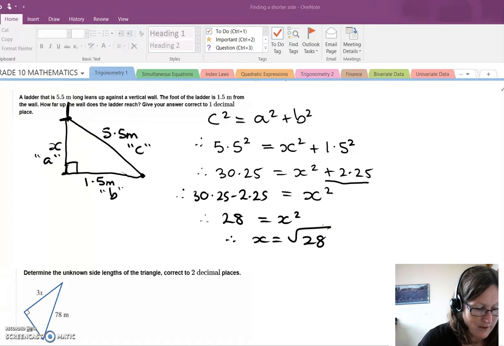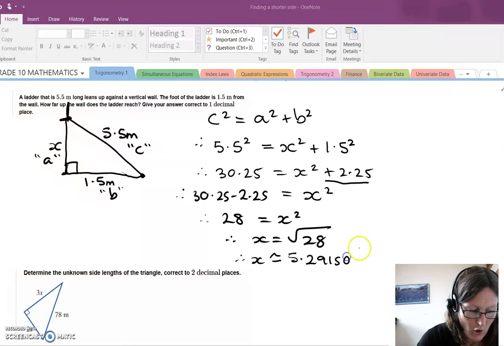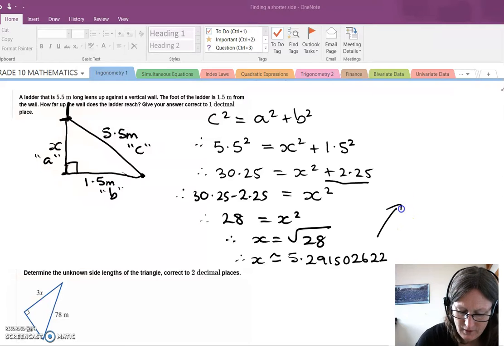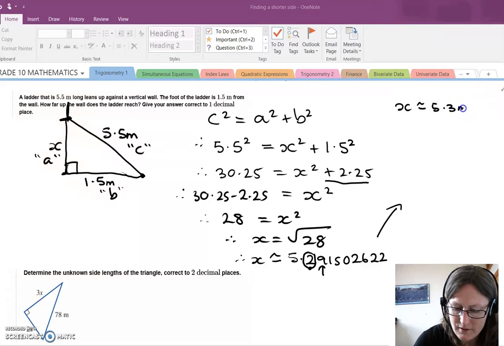Putting that into your calculator. X is therefore approximately, because we've rounded off because the calculator screen ends, 5.291502622. Let's read the question. It wants it to 1 decimal place. So 1, let's look at the number afterwards. That is a 9, which is greater than 5. So this 2 moves up to a 3. So x is approximately 5.3 metres.